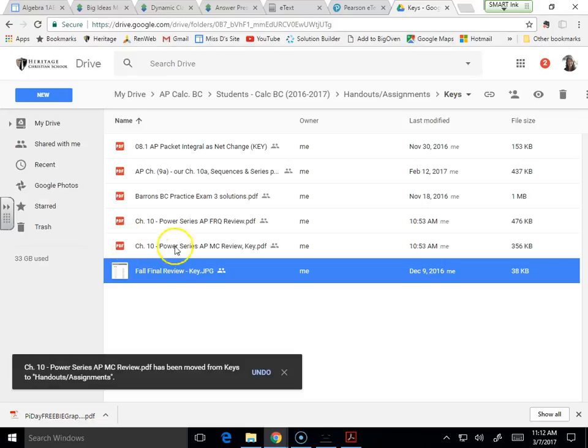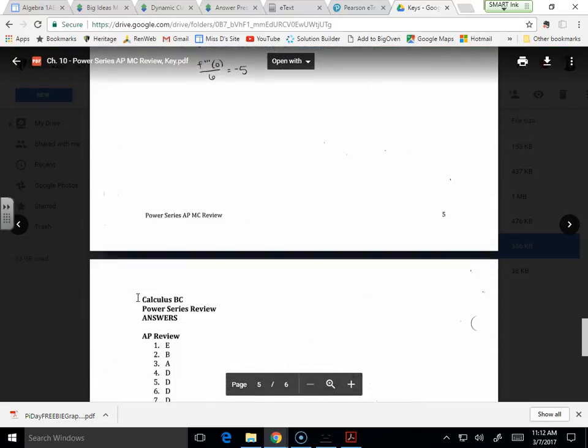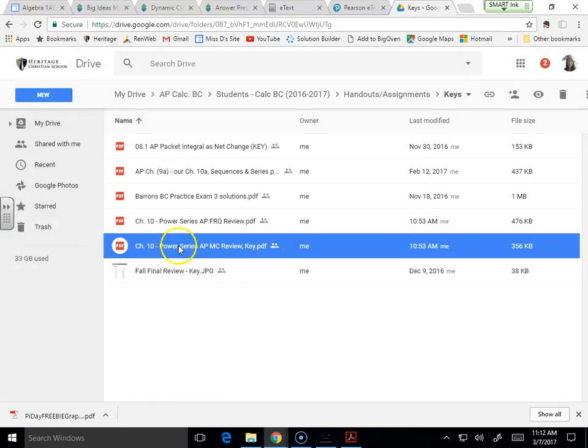There we go. But the key to the AP multiple choice for Chapter 10, that's what's due tomorrow, I do have the key for it for you to go ahead and be able to check. The answers are at the end as well. That way you can come in with intelligent questions as to what you know you truly didn't understand.